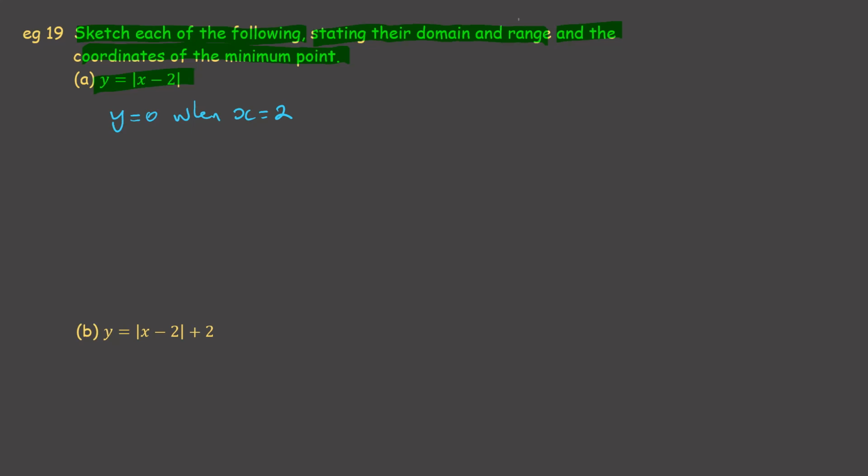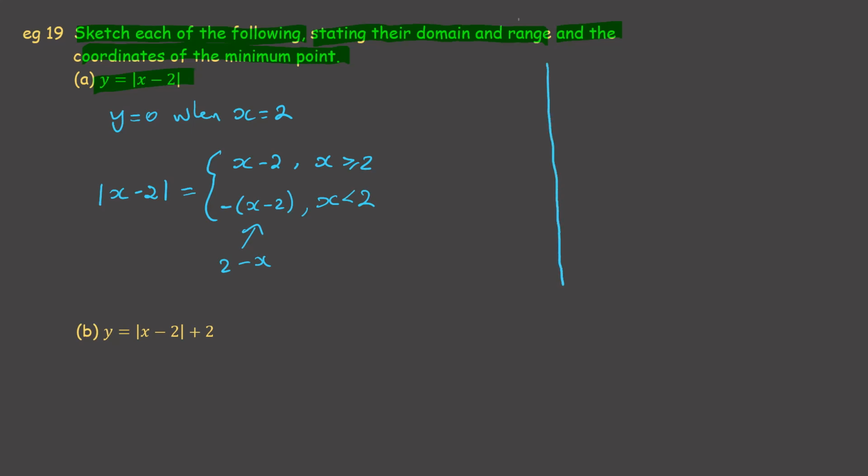Now we need this to return only positive values or 0, so non-negative values. And we can do that by saying that mod x minus 2 would be x minus 2 for x greater than or equal to 2, and negative x minus 2, which you might decide to write as 2 minus x, for x less than 2. So what's that going to look like?